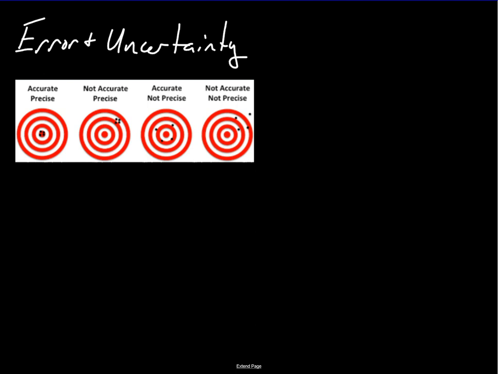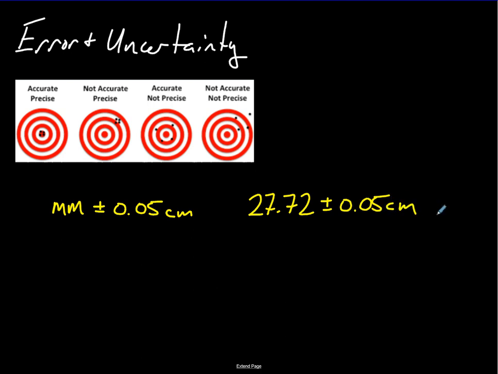fact that there is some uncertainty inherent in any measurement that you make, right? So if you have a millimeter ruler, any measurement you make is plus or minus half the last readable digit. On a millimeter ruler, the last readable digit is the millimeter, or the tenth of a centimeter. So it's plus or minus 0.05 centimeters. So a reading you might get could be like 27.72 plus or minus 0.05 centimeters, for example.